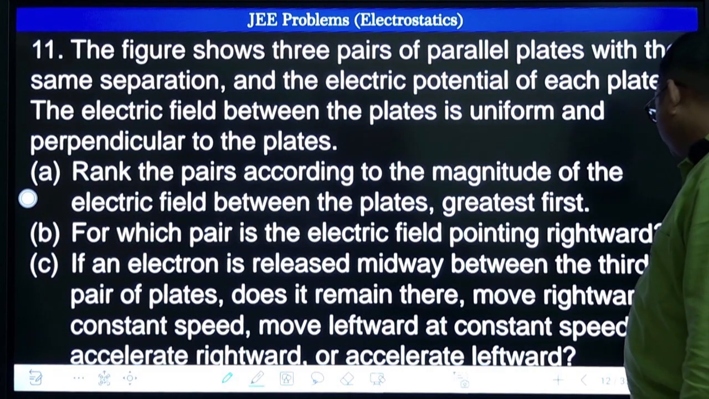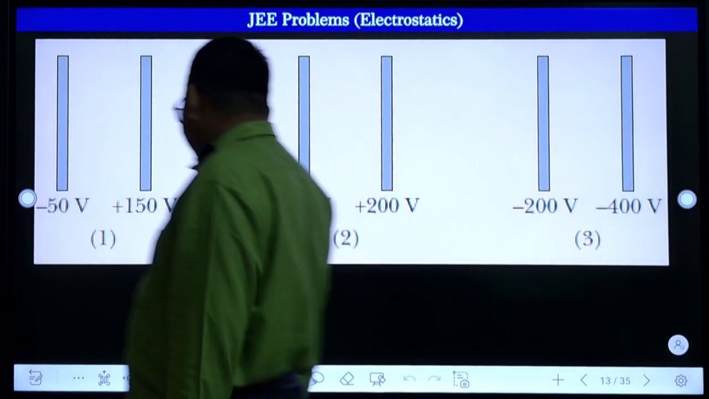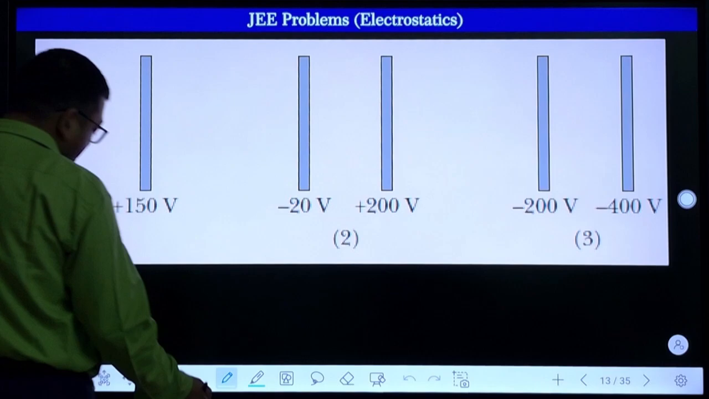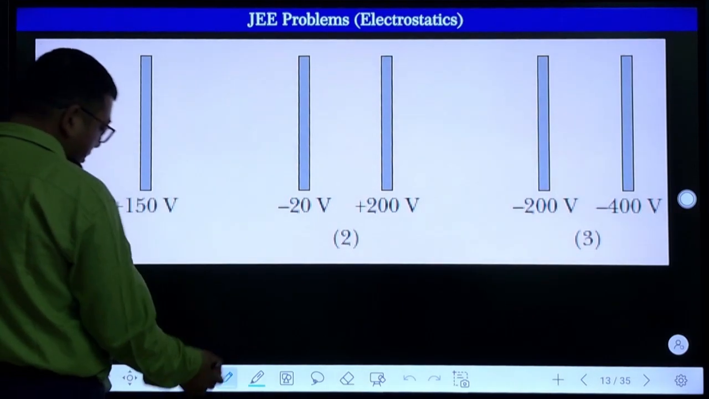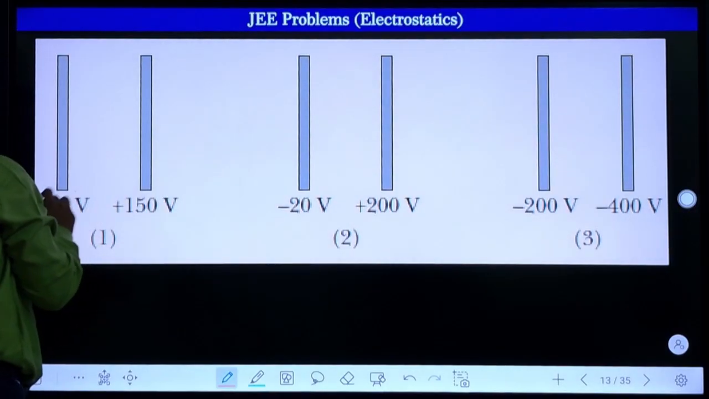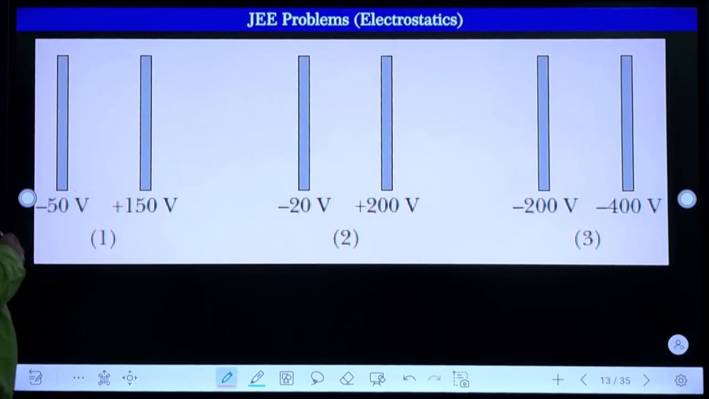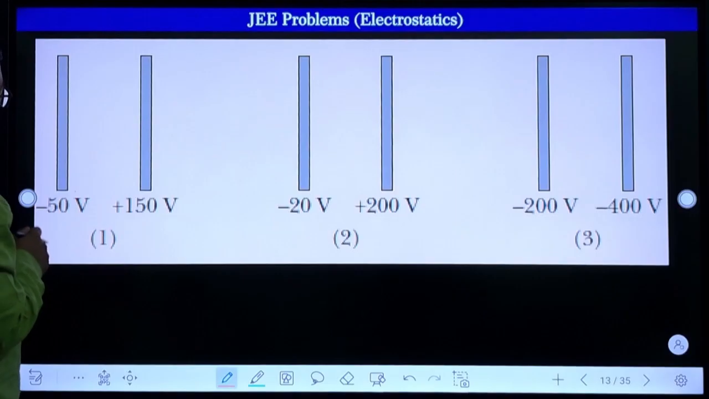Let us first see the figure. You can see here, the potentials are given. They are asking for the electric field, so let us try to calculate the electric field between them. Direct formula we have. Also note that potentials are different here. They have different potentials. So how do we calculate the electric field in between?